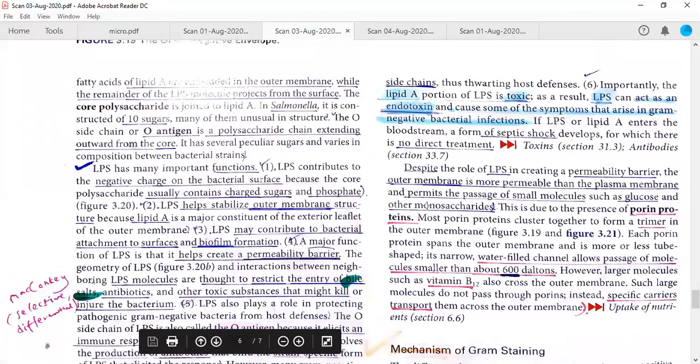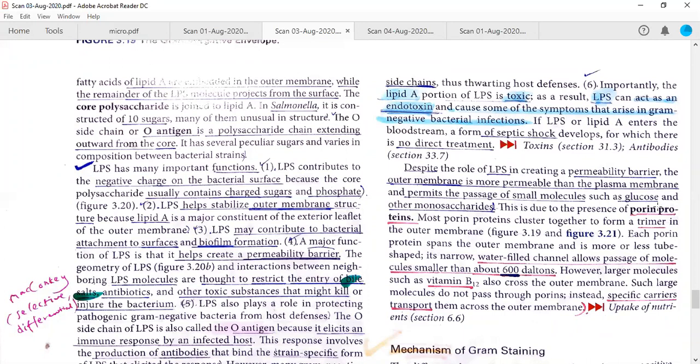Now, the most important part is the lipid A portion in the LPS, which is actually toxic. The toxicity of gram-negative strains is due to the presence of the lipid A component in the LPS. LPS can also act as an endotoxin, because it causes some of the symptoms that arise in gram-negative bacterial infections, for example septic shock, which has no direct treatment.